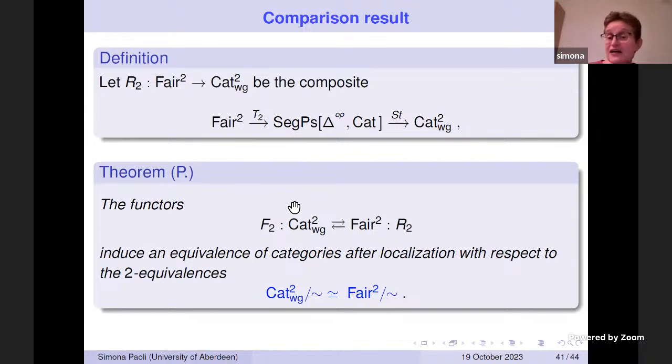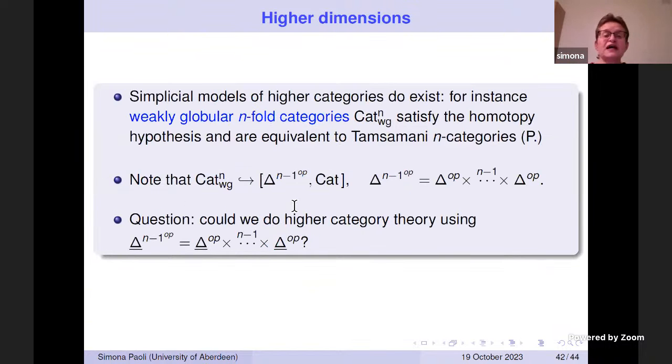So, there are several models of weakened categories. In particular, one that uses the simplicial delta is Cat_n weakly globular. So it's a full subcategory of n-fold categories. You can also think of this as embedded in Cat^(Δ^(n-1) op), where Δ^(n-1) op is the product of n-1 copies of Δ op. This is also what people call a multi-simplicial structure.